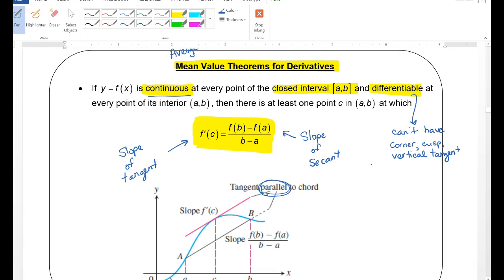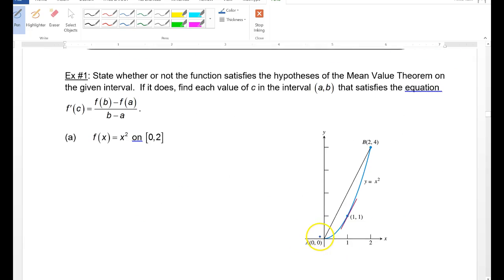So basically what this theorem says, if you take any curve that is continuous and differentiable, let's say on a closed interval, so here's A to B. If we connect these, we have a secant line, right? So this theorem says somewhere in between these 2 points, I have to have a tangent line that's parallel to that one. Okay?